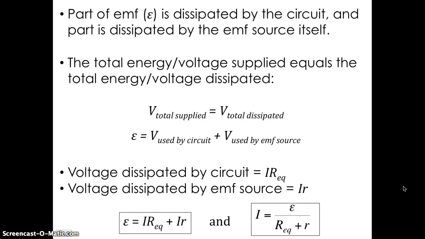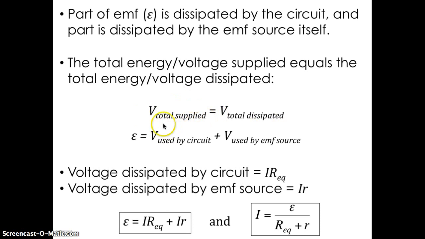So the basic idea is this. Part of the EMF is dissipated by the rest of the circuit. Everywhere here that I say "the circuit," it really means the rest of the circuit. That's shorthand. Part of the EMF is dissipated by the rest of the circuit, and part is dissipated by the EMF source itself. The total energy or voltage supplied, we said earlier, is always equal to the total energy or voltage dissipated, right? And we could write that in an equation like this.